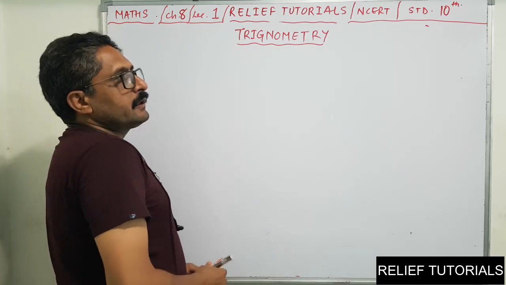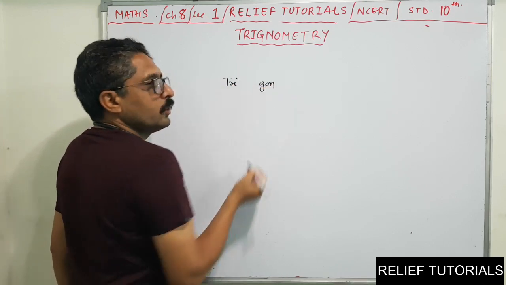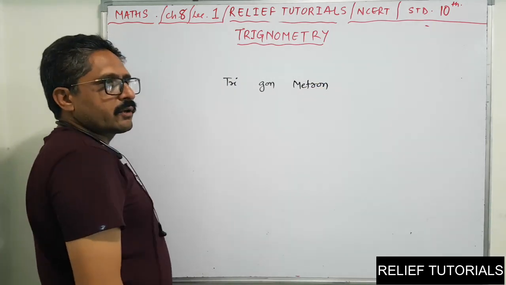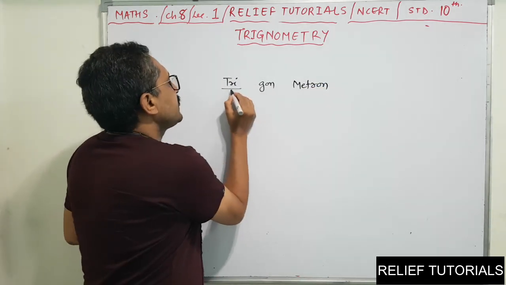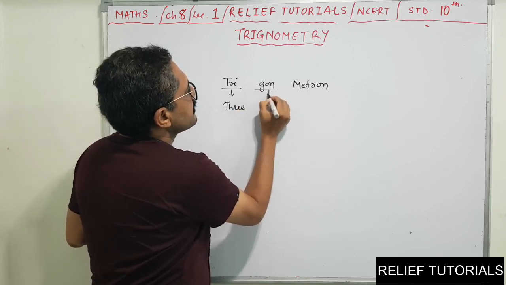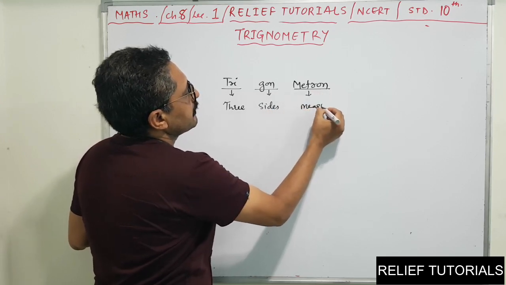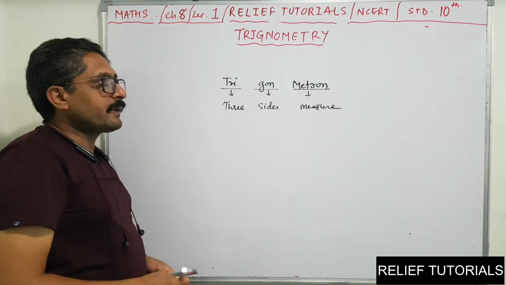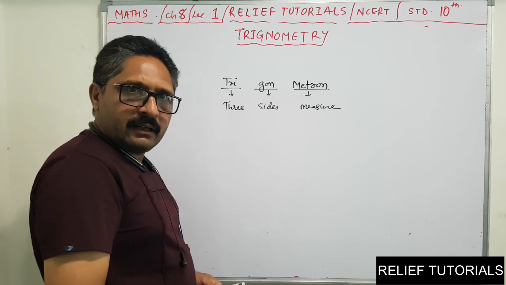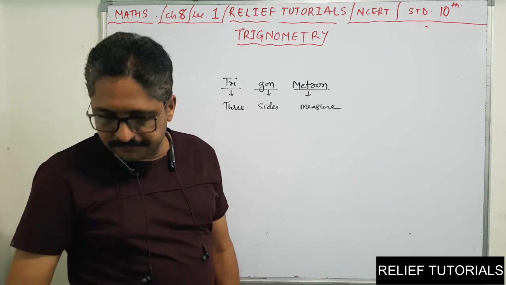Trigonometry. The word itself suggests here. It is made up of three words: tri, gon, metron. Actually, it is called trigonometron. Tri means three. Gon means sides, metron means measure. So it is a branch of mathematics which deals with the three sides of a triangle, and our study will be confined only up to right angle triangle.